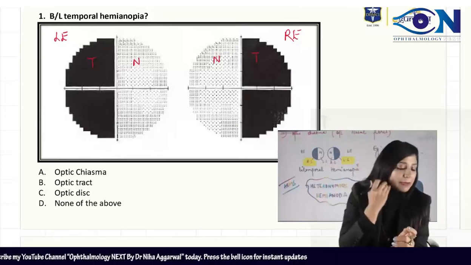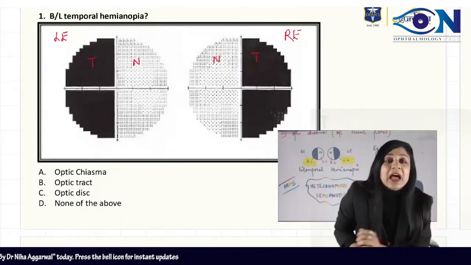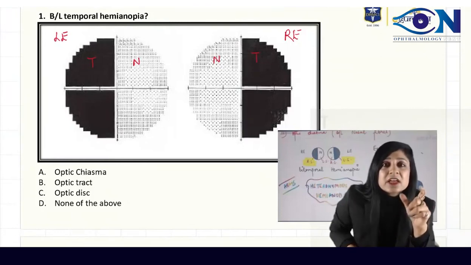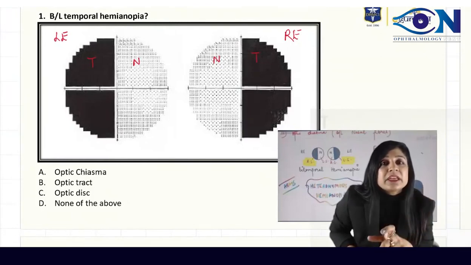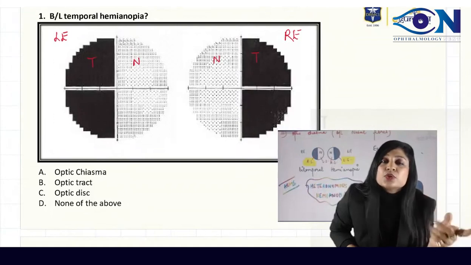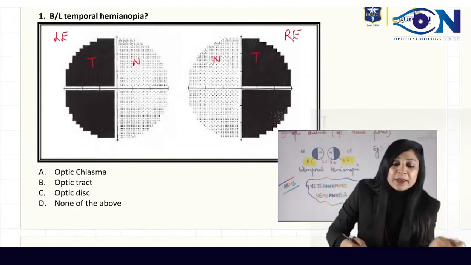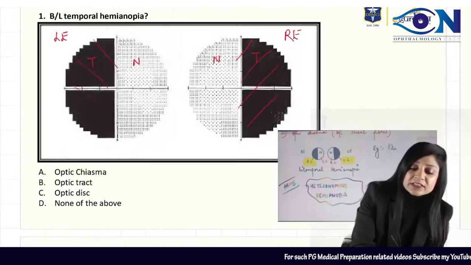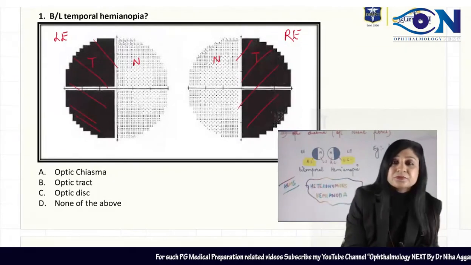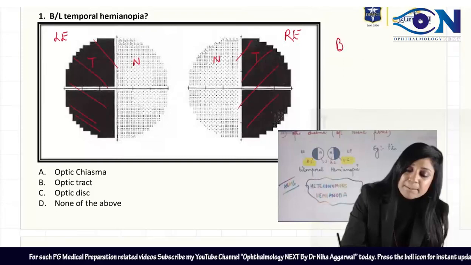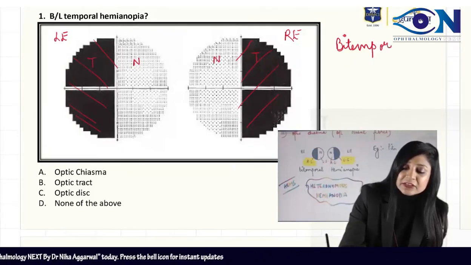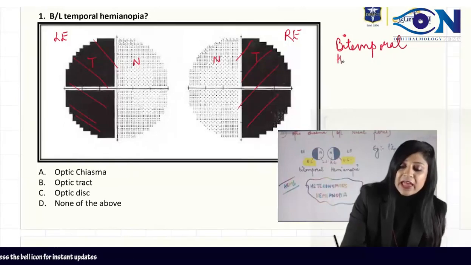Some of the people asked what lesion it is, and some of them asked whether it is heteronymous or homonymous. So we will do it both ways. Now because here the blindness is present on the temporal side of both the eyes, right? So it is actually bitemporal. Therefore, I can say that it is bitemporal hemianopia. This is very, very clear.